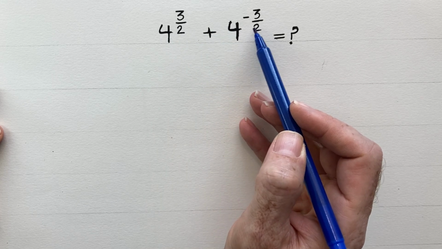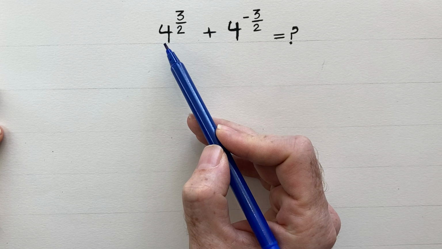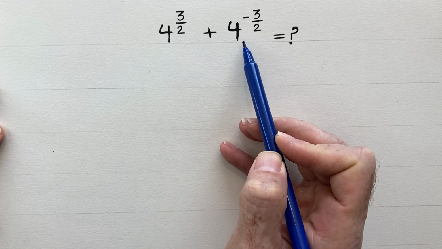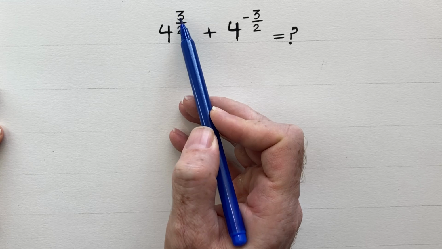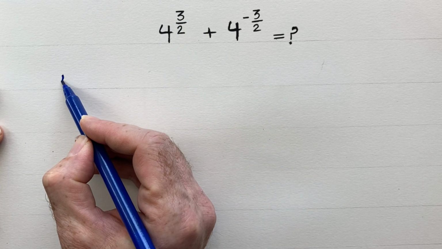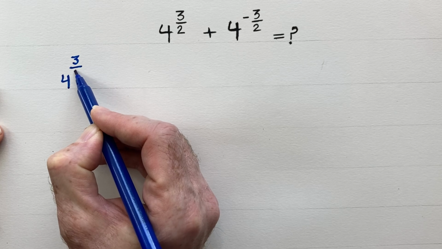Fractional exponents. It looks difficult, right? But no worries. By the end of this video, you will be able to solve this problem easily. So here we go. First, 4 raised to the power of 3 over 2. What is this? Let me write it here. 4 raised to the power of 3 over 2.